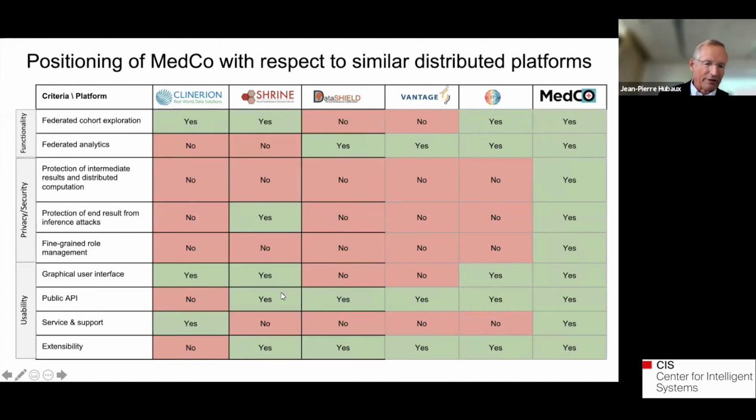Okay, then we compared Metco with a certain number of existing solutions, based on several criteria in terms of usability, privacy, security, and functionality. I'll spare you the details here again. Well, as you can guess, no is bad, red, and yes is green, good. Unsurprisingly, Metco fares better, also because it is more recent, and so we were able to take advantage of the experience obtained by competing systems.